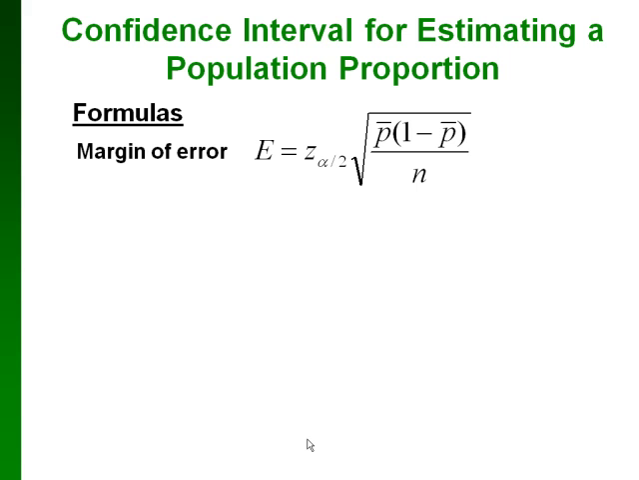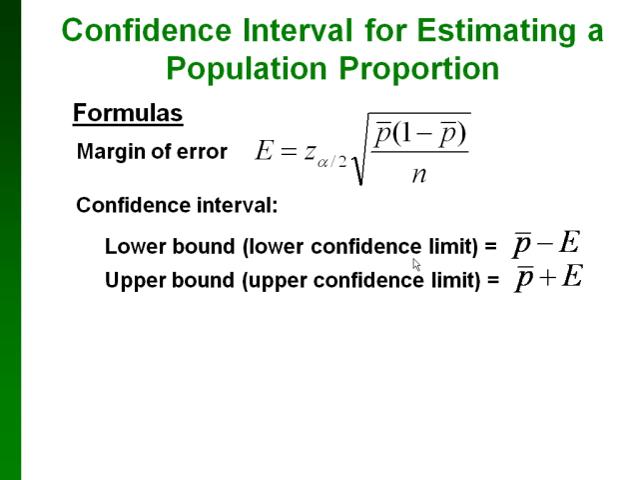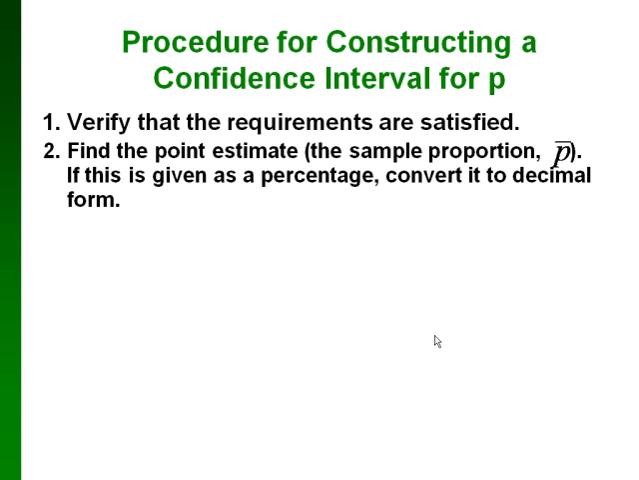Our formula for the margin of error, notice again that our critical value comes from the standard normal distribution, and the rest of this formula looks just like the one that we used for the standard deviation of a sampling distribution for sample proportions. And notice here that the p-bar, again, is the sample proportion, and that the n is underneath the square root. To find our confidence interval, we take our sample proportion and subtract, and then add the margin of error to get our two limits.